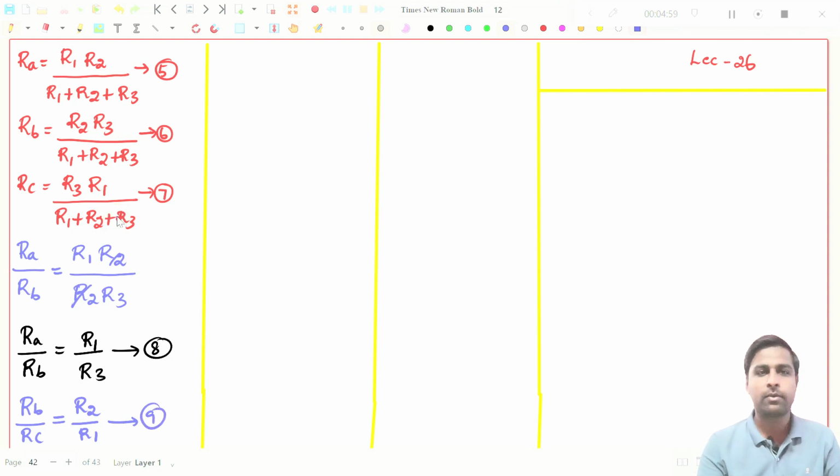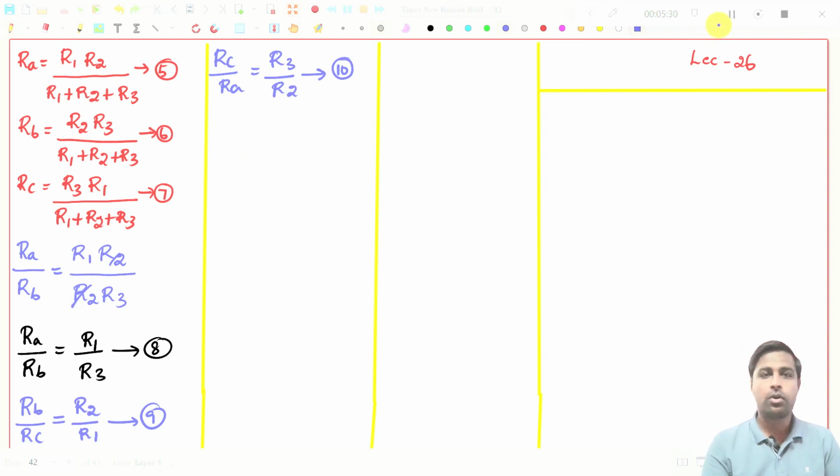Like that, we now divide RC by RA. If you divide RC by RA, the R1 plus R2 plus R3 terms will be cancelled out. RC by RA gives R3 R1 divided by R1 R2, so R1, R1 will be cancelled out and the remaining thing will be R3 by R2. So this is expression number 10. This is what we have done.